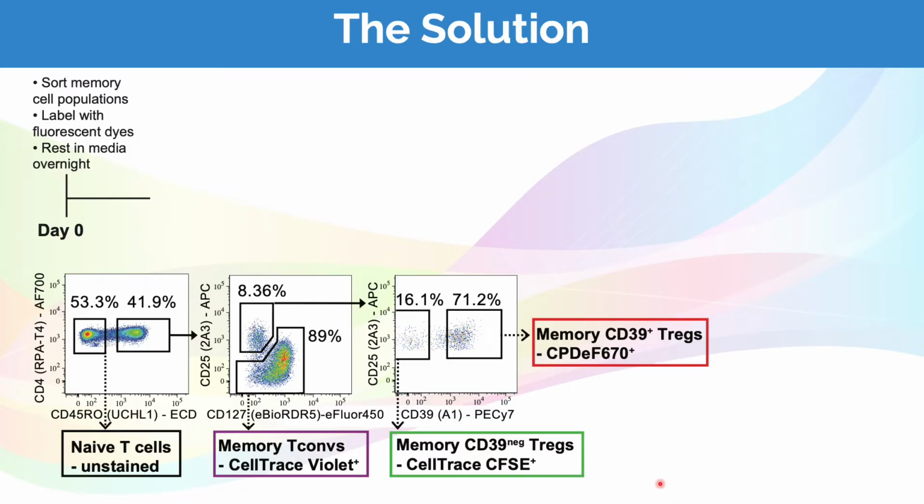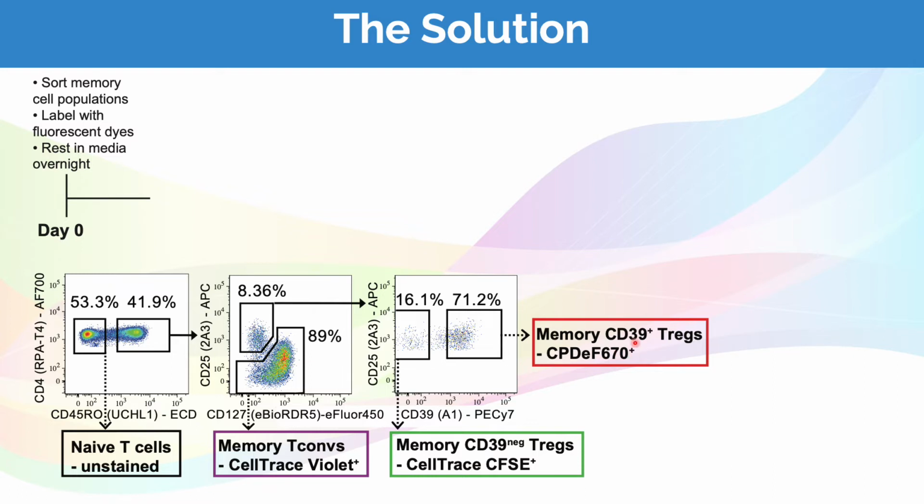Our solution was to sort cells prior to any activation occurring and label with cell proliferation dyes. So we sorted the memory T conventionals and labelled with cell trace violet, and the memory Tregs into the CD39 negative compartment and labelled with CFSE, and the CD39 positive compartment and labelled with cell proliferation dye eFluor 670.